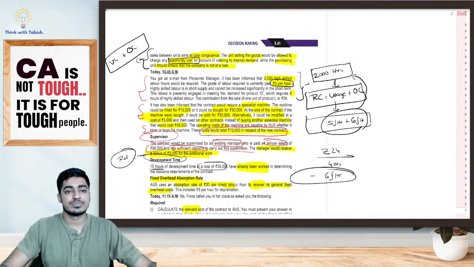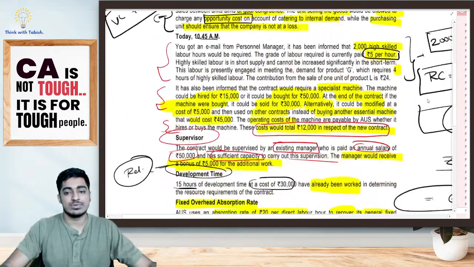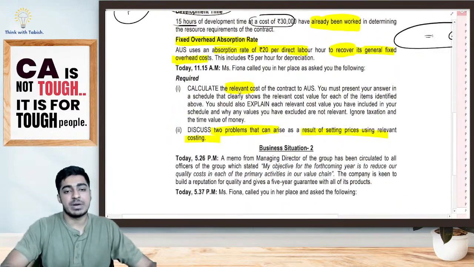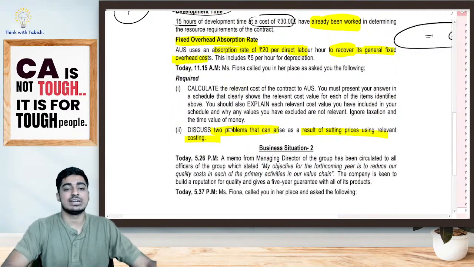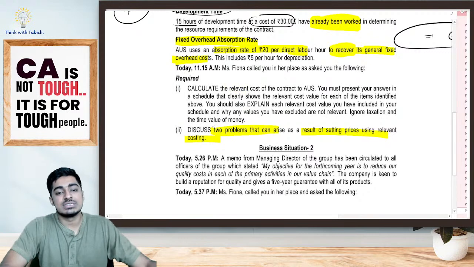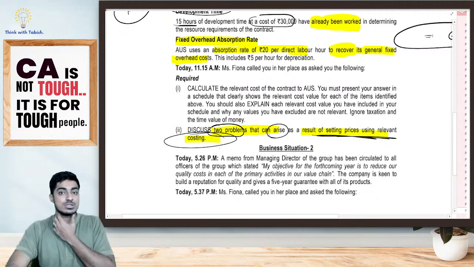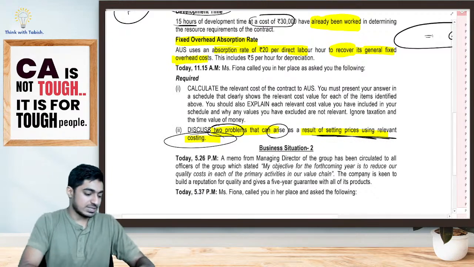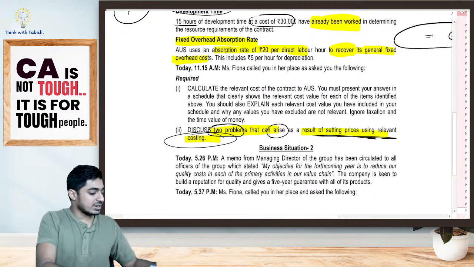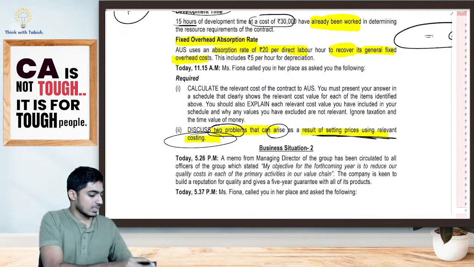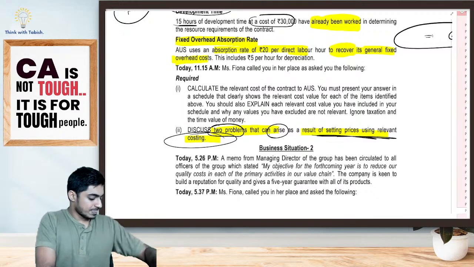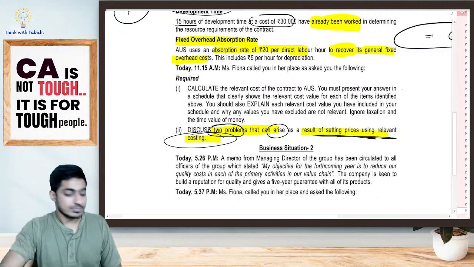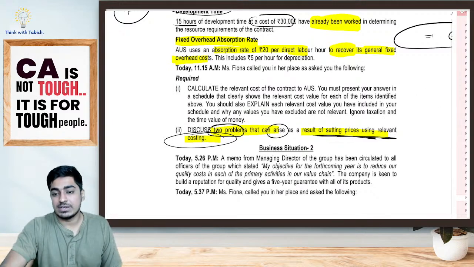Now we will have a look at the question. There is also a second part of the question. What is the second part telling? Discuss two problems that can arise as a result of setting prices using relevant costing. That concept is there in our notes. We will discuss that, but before that, let us see the solution once. Test your knowledge, question number 9. Solution is on page 5.50.